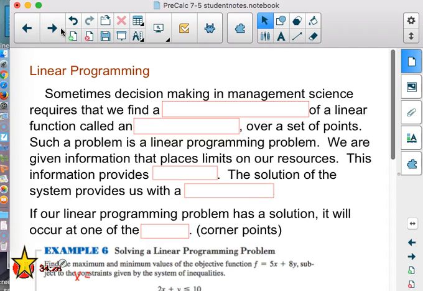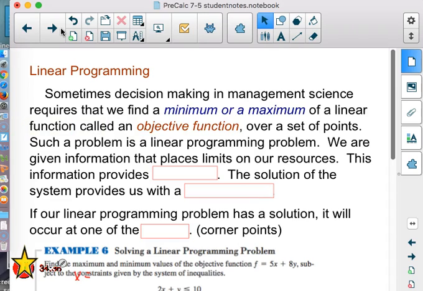Sometimes decision making in management science requires that we find a minimum or maximum of a linear function, which is called an objective function. You own a trucking company, or you're the accountant for a trucking company, and they're saying, we're spending way too much money on fuel. We need you to figure out a central location where we could move our business, where the fuel costs will be at a minimum. And that's really what a lot of trucking businesses will do. That's why sometimes you'll see them close down and change position. Such a problem is a linear programming problem.